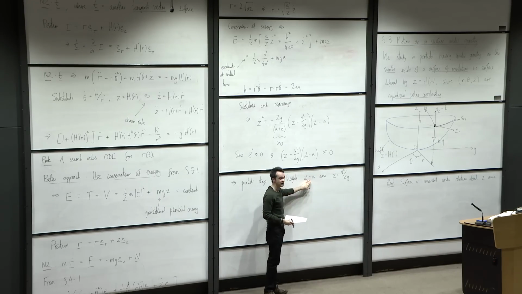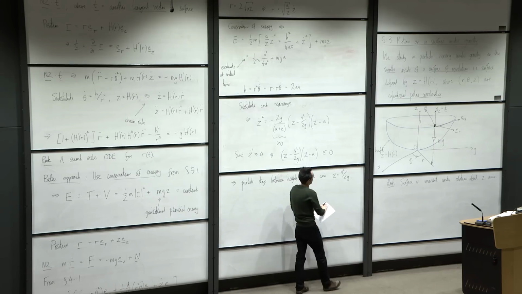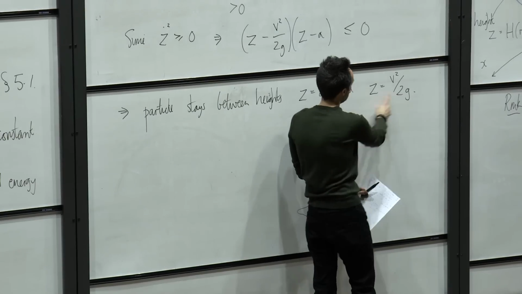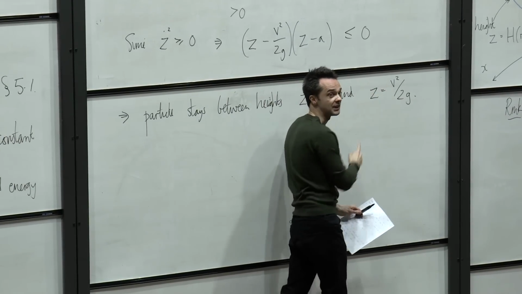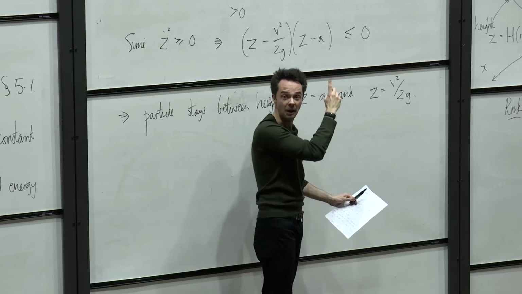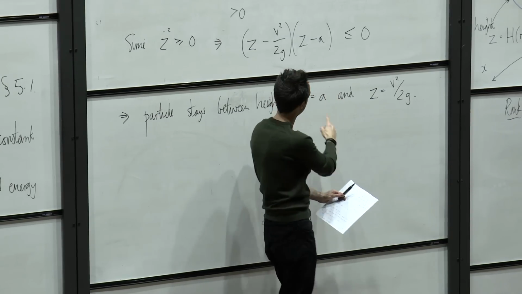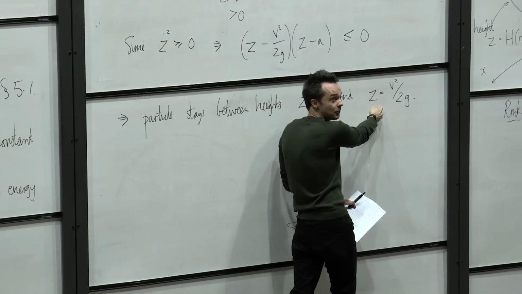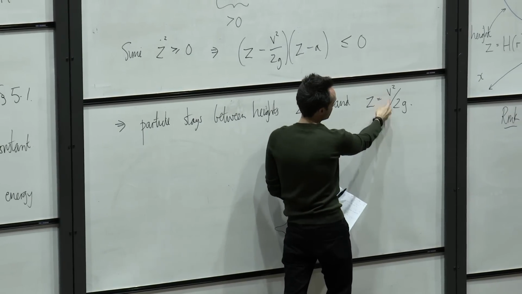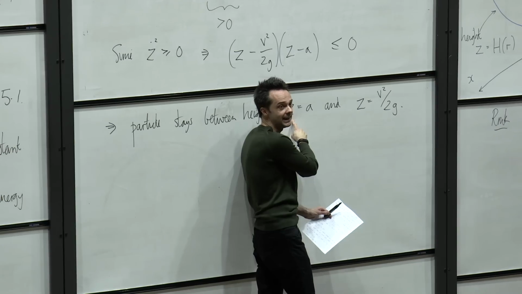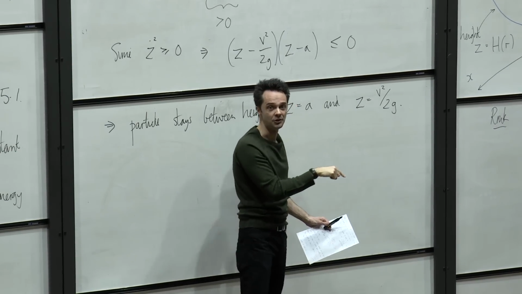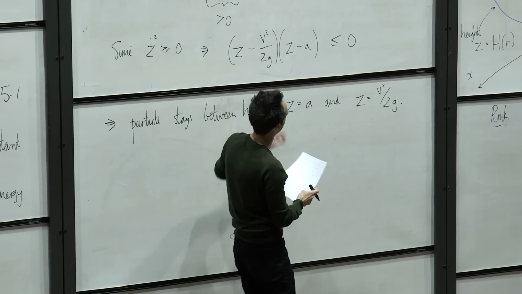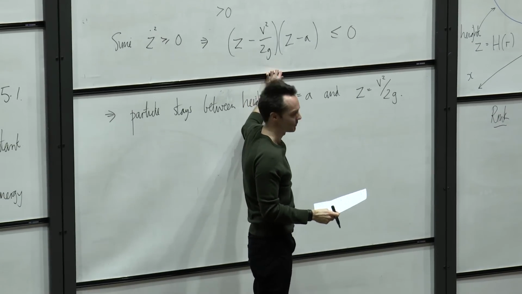Z equals a is the initial height, right? That's the height that I projected it at. If v squared over 2g is bigger than a, so that's for large velocities, then it always stays above the initial height, because it's got to lie between this and that one's bigger. On the other hand, if v squared over 2g is smaller than a, so that's for smaller velocities, then it always stays below the original height that I projected it at. And that does make some intuitive sense.